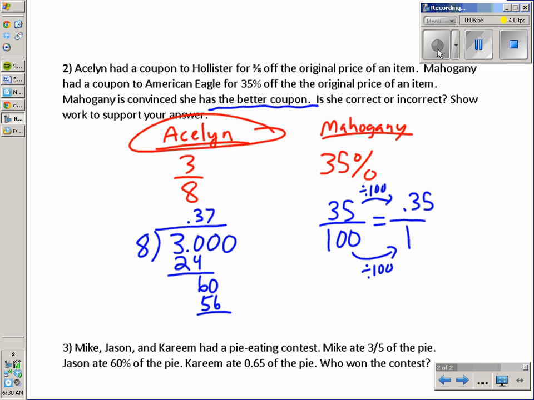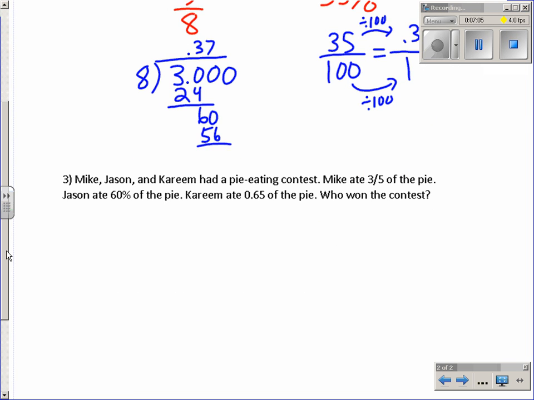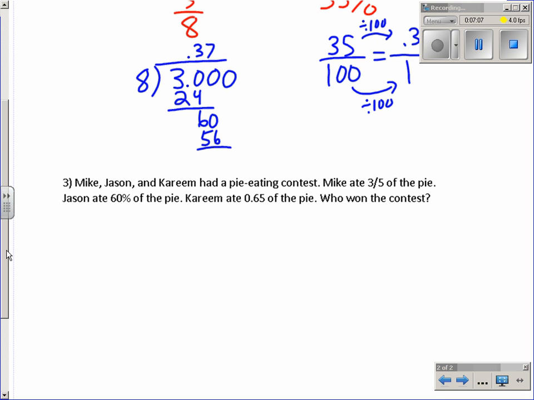Alright, thanks for hanging in here. Last but not least, we have one more problem, and we're actually not going to do it together. This is going to be a problem for you to solve, and when you come to class tomorrow, we will figure out if you got the right answer. So Mike, Jason, and Kareem had a pie eating contest. Mike ate 3/5 of the pie, Jason ate 60% of the pie, and Kareem ate 65 hundredths of the pie. Who won the contest? So figure this out. You have to determine if you're looking for the greatest number or the least number, and which partial form you are going to convert it to. Make sure you show your work, and we look forward to hearing your answers tomorrow.